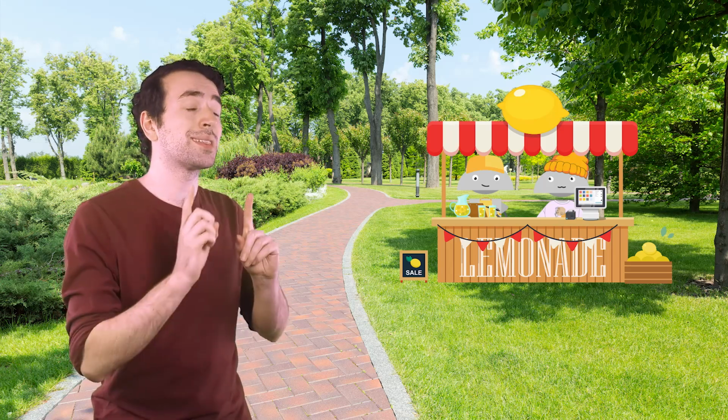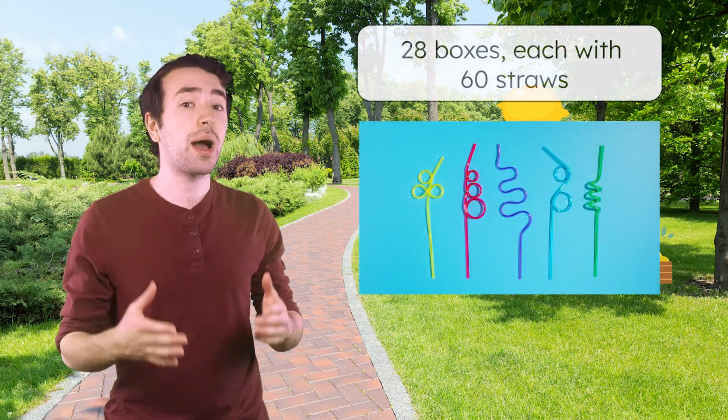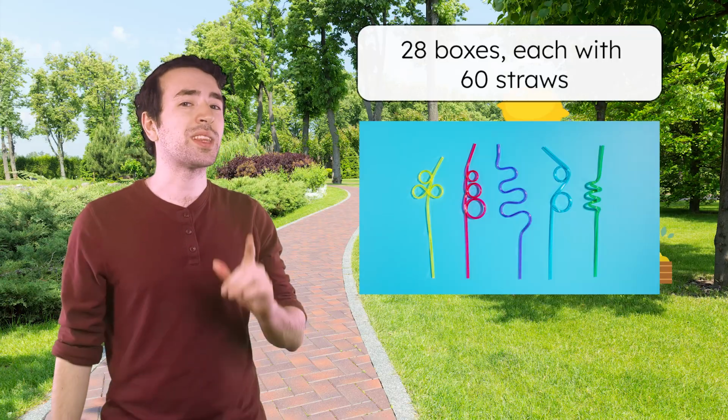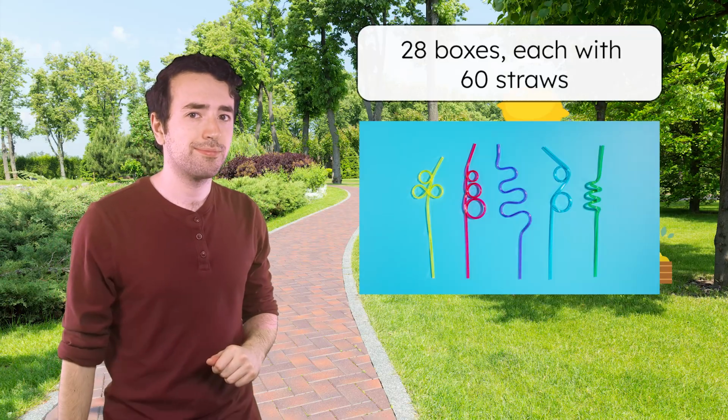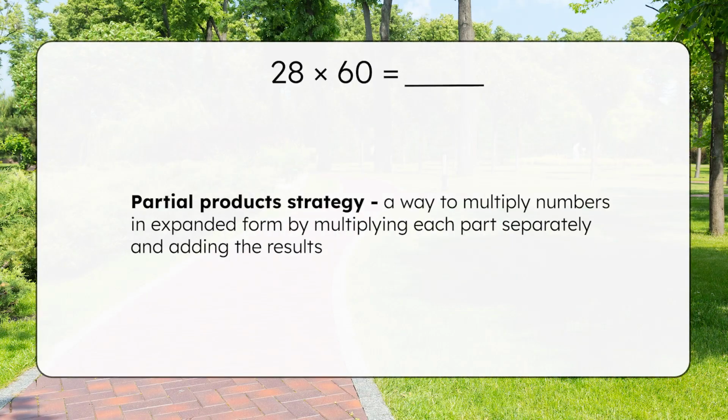We can practice another strategy with Ren and Mia's next upgrade, reusable silly straws. They're buying 28 boxes, each with 60 straws. The partial products strategy works a lot like the area model. They both start by expanding the number. 28 expands to 20 plus 8, and 60 is just 60.